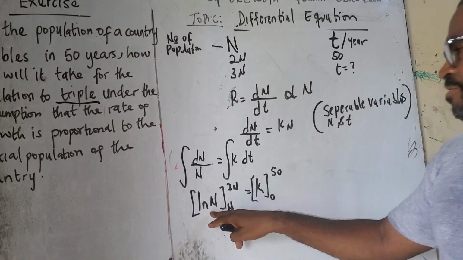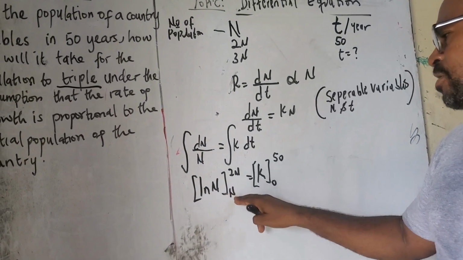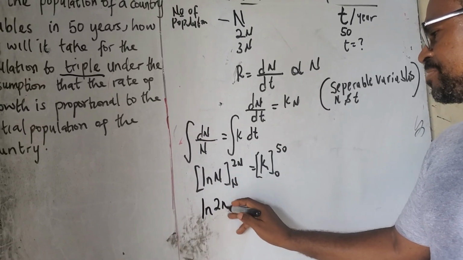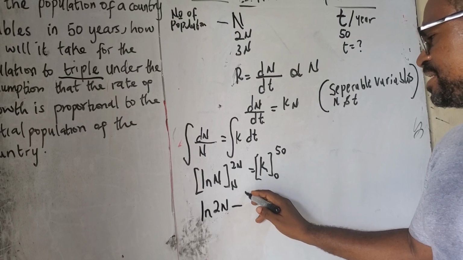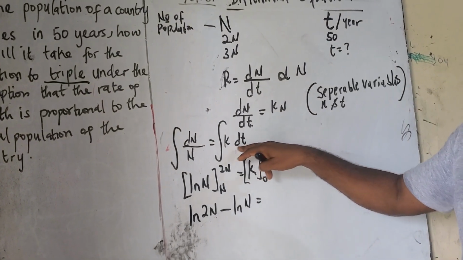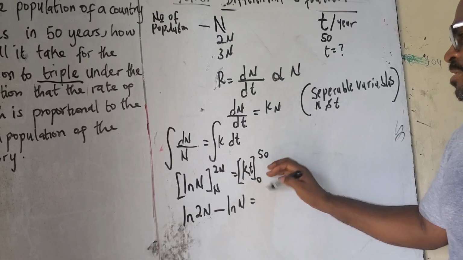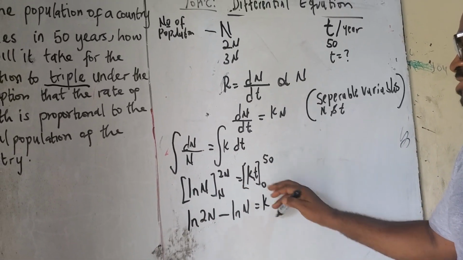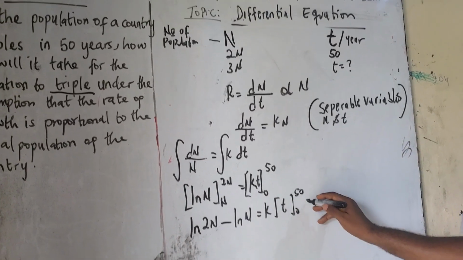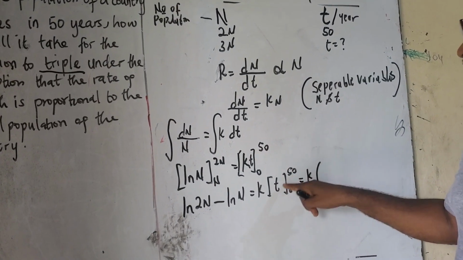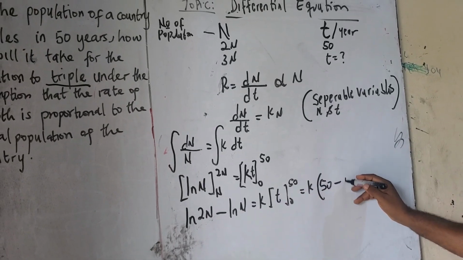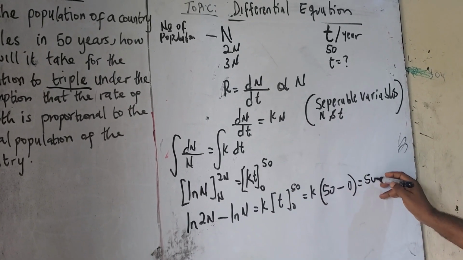Now, if I want to establish what I have here concerning these limits, I will have ln of 2n, take away ln of the initial condition n, is equal to, when I'm integrating dt, it's going to be kt. So this k, we can take outside the integration bracket, and I have t from 0 to 50. This can be written as k times, when you substitute 50 for t, we have 50, take away, when you substitute 0 for t, that is 0. So it's going to give us 50k.